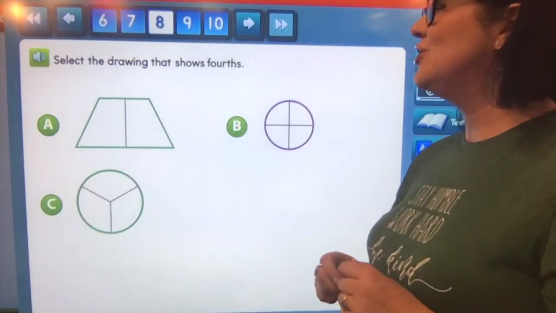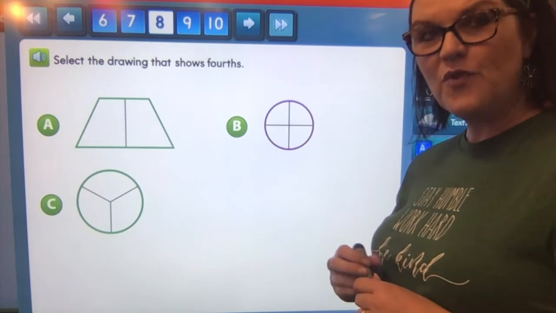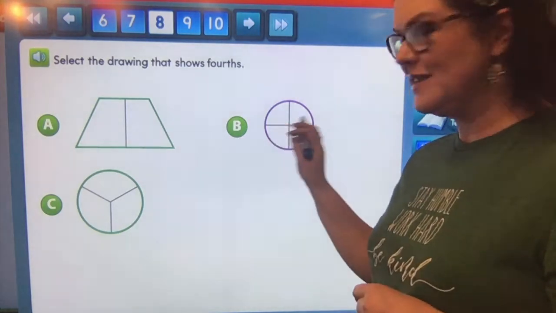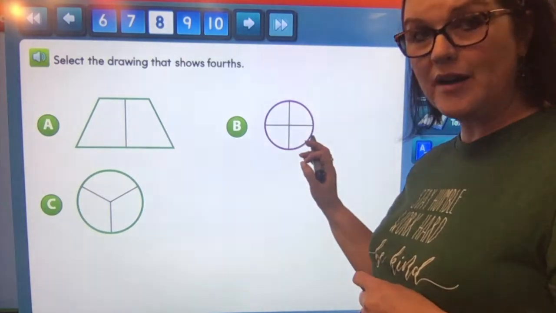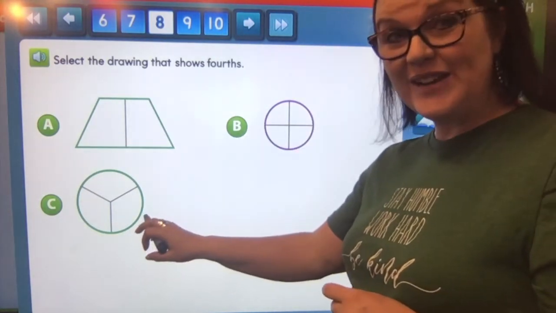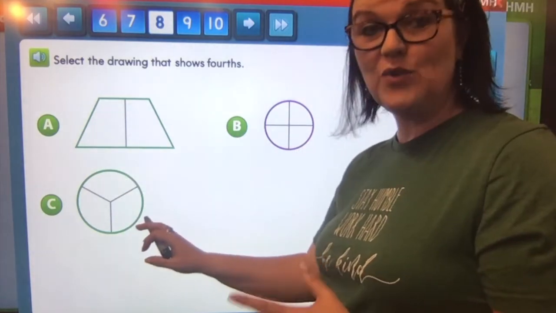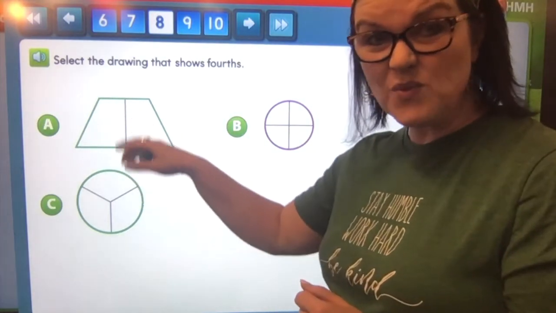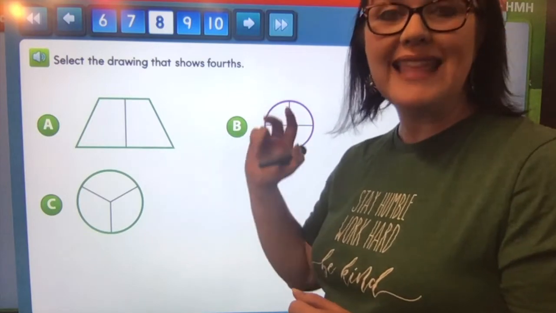Can you please show me which drawing has fourths? Fourths means 4, right? So as you can see, it would be this circle B, because there are 4 equal parts. This circle down here, we would say is in 3 equal parts. So we would say thirds. And then this trapezoid, it only has 1 line. You can see they've split it down the middle. So that would be halves.